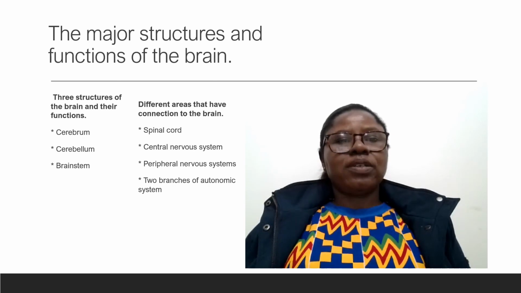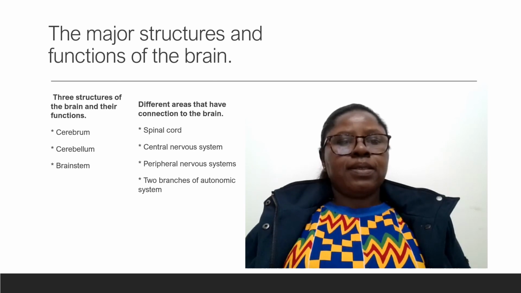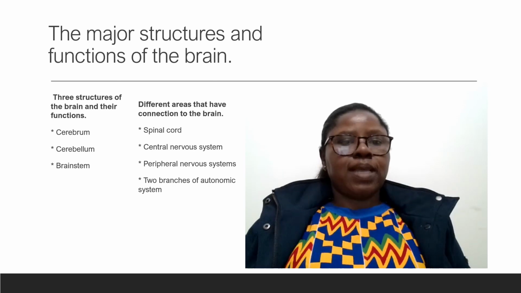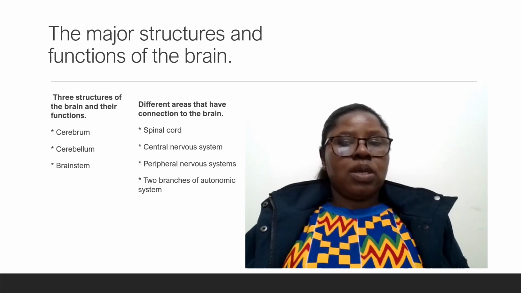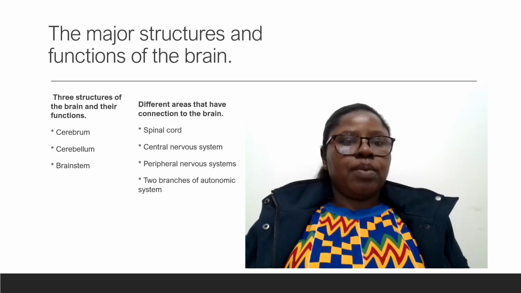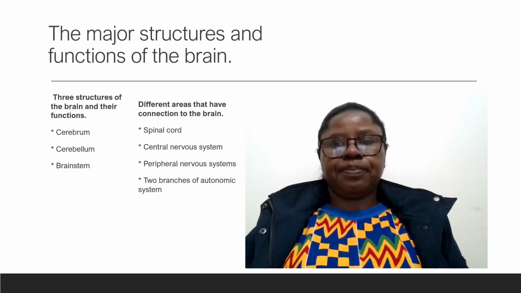There are three structures of the brain. 1. Cerebrum. 2. Cerebellum. 3. Brain stem.